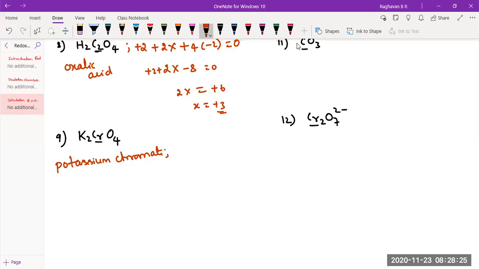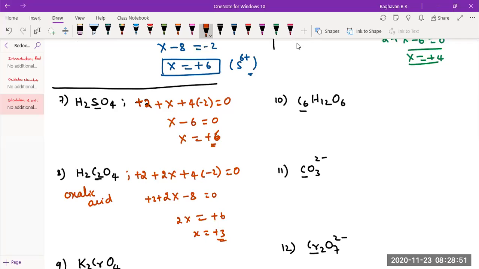Okay. Potassium. What is the charge on potassium? Plus 1. So plus 2, plus 1. Chromium X, plus 4 into minus 2, minus 8, is equal to 0. This is minus 8, this plus 2 becomes minus 6. So X is equal to plus 6.